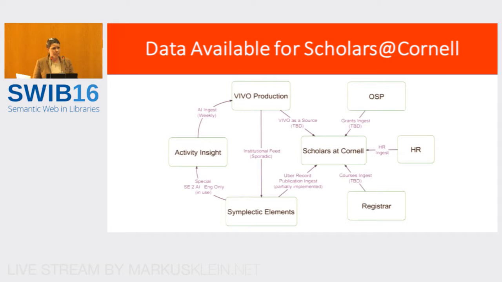We pull information from the registrar to see what kind of course loads are occurring. And then at the core of Scholars at Cornell is going to be the Symplectic Elements feeding into a new VIVO instance. We're looking at Symplectic Elements to manage all of the various streams of data and to help with merging, but also to be an access point for faculty members to own articles so they can go in and say, yes, that's my article.